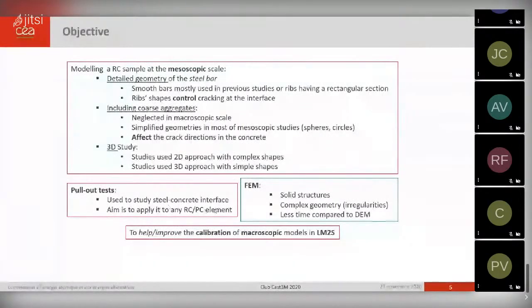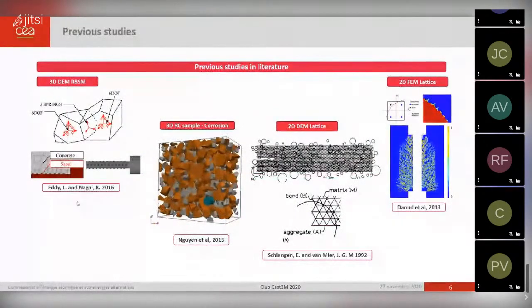The pull-out test is simply used to study the steel-concrete interface, but the aim is to apply it to any RC or PC element, not this specific one. Finite element modeling is used for solid structures, because of the complex geometry and because it usually takes less time compared to discrete element modeling. In previous studies, different approaches were used. A 3D discrete element rigid body spring model, where the concrete was modeled as a homogeneous material. So it's a combination of mesoscopic and macroscopic modeling, although it took complex shapes. A lattice model was used previously in both DEM and FEM, but mainly 2D studies take into account coarse aggregates, circular aggregates.